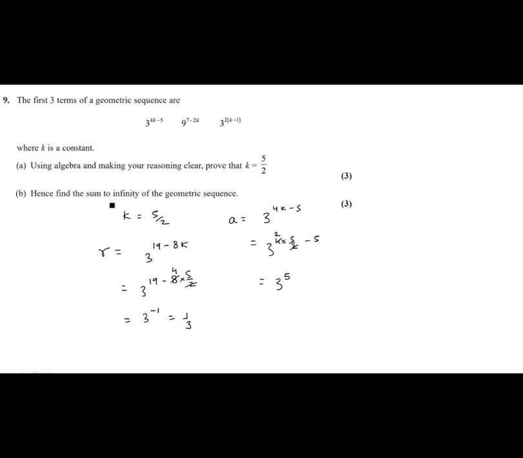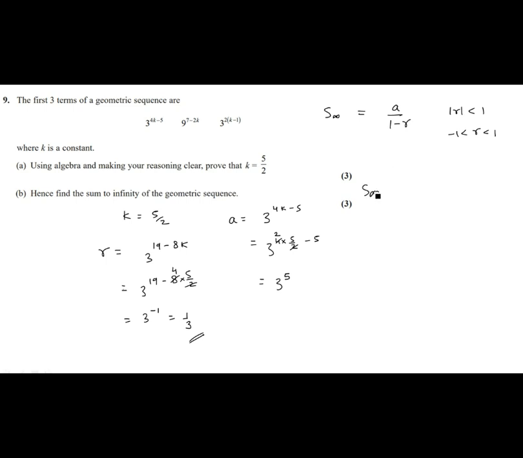Now hence find the sum. So part B is hence find the sum to infinity of the geometric sequence. Now we know that r is 1 by 3, less than 1. That means for the sum to infinity, we can use the formula a over 1 minus r. This formula is only valid when mod r is less than 1, or you can say r is greater than minus 1 and less than 1, which in this case, yes.